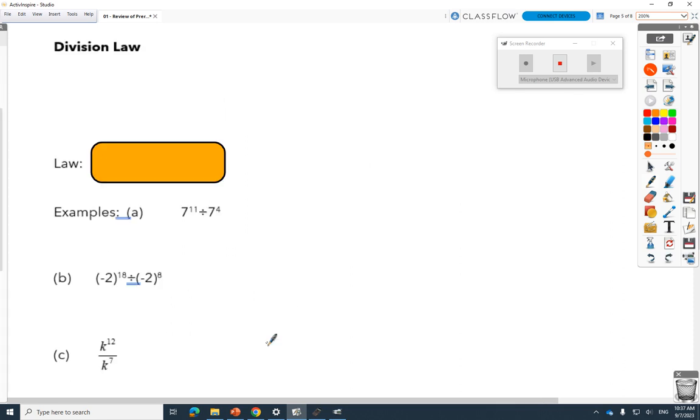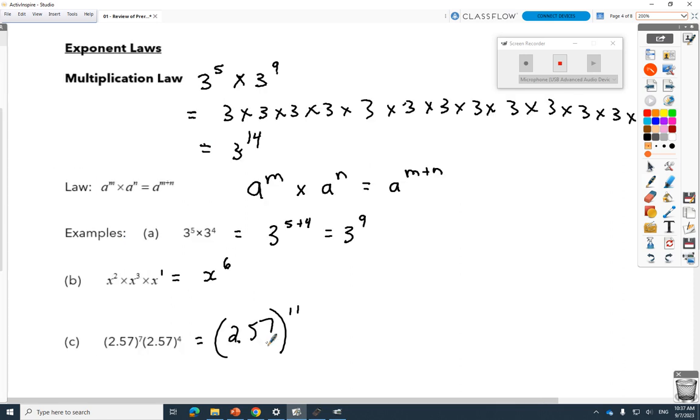Yeah, on C, what's the exponent of the first bracket? 7, and then 4. I'm going to make them bigger for you.